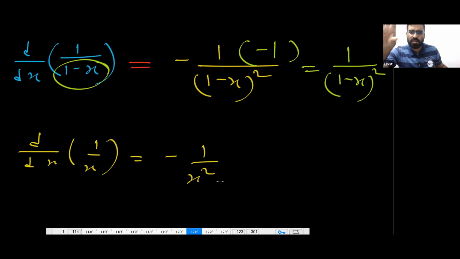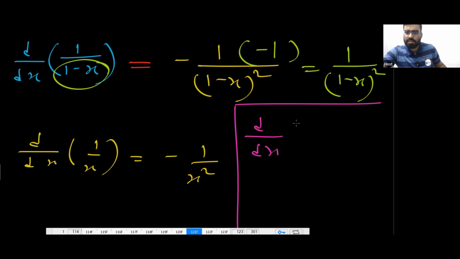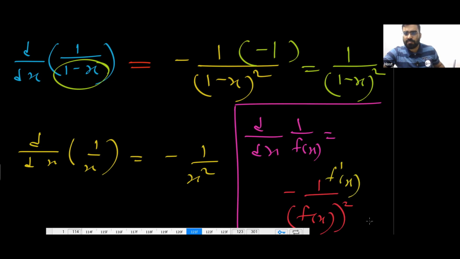You will study this in the calculus subject. You don't have to worry about it. So this is like a chain rule. If you want the d/dx of 1 upon f(x), you can do it like this: minus 1 upon f(x) whole square, and then multiply by f dash x. So if you have 1 upon f(x), minus 1 upon f(x) whole square, and then f dash x.